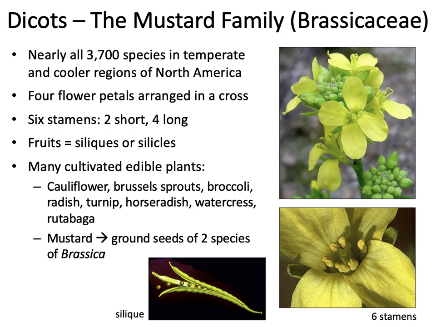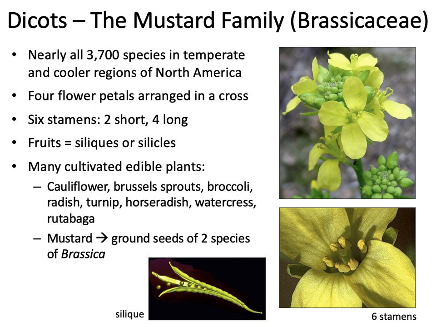Next up is the Brassicaceae, which is the mustard family. It's relatively small, just under 4,000 species, and we find it mostly in temperate and cooler regions of North America. We have tons of mustards, both native and weedy species, in California. The flowers are as such. They tend to have 4 flower petals arranged in a cross. They have 6 stamens that are interesting because they are in 2 series. There's 2 short stamens and 4 long stamens. And the fruits are siliques or silicles, which are dry types of fruits.